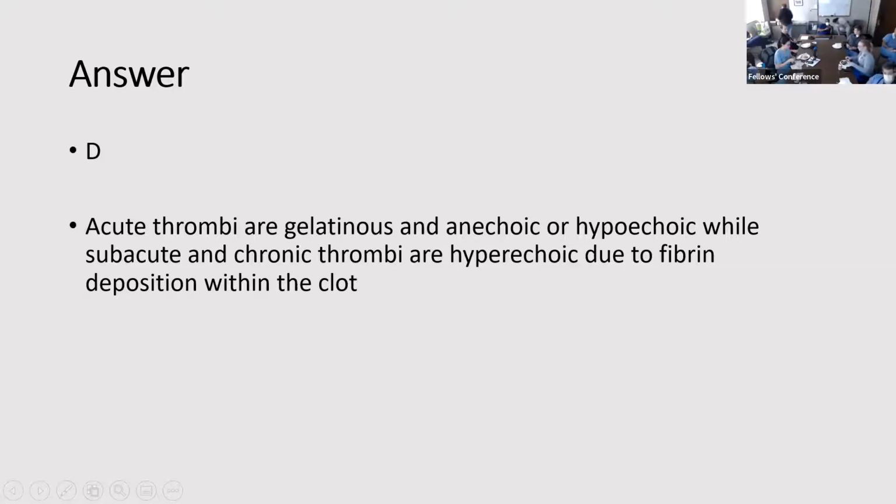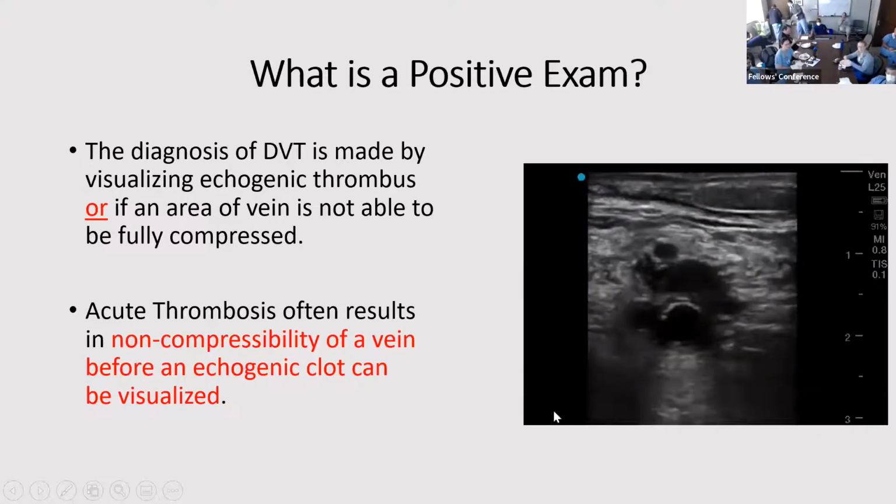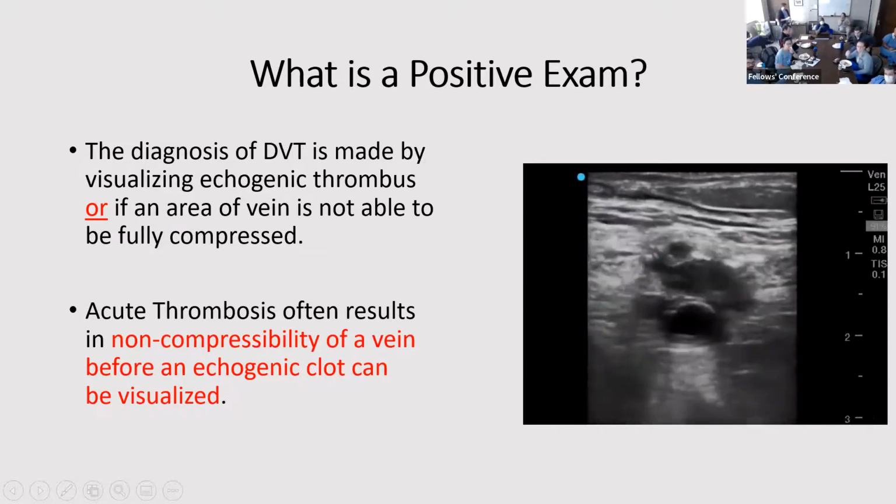This isn't in every clot. Sometimes the acute clots you'll be able to see, sometimes you won't. But the point of this is, if you have lack of compressibility, that is a positive exam. You don't have to visualize the clot in the vessel. If you can't compress it, that's positive. So here's an example of a subacute DVT in the popliteal vein. Take a look at how that looks.